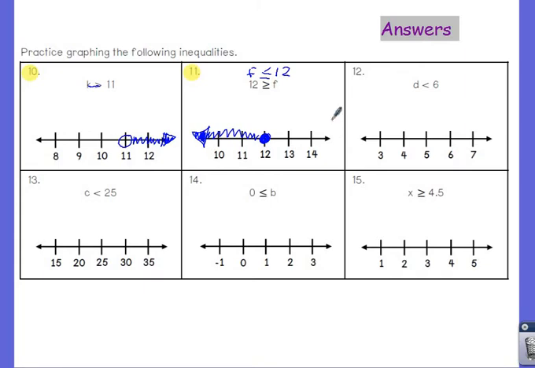I don't even know where you got 47 from. No, you said negative 47. Oh.